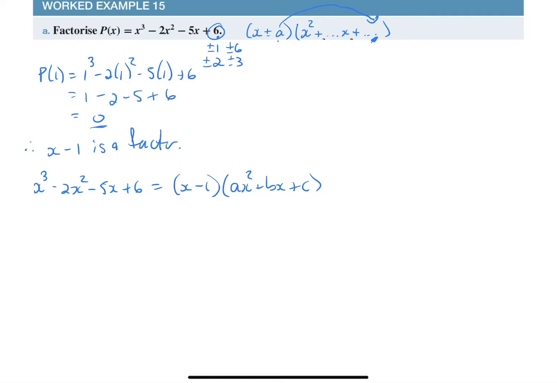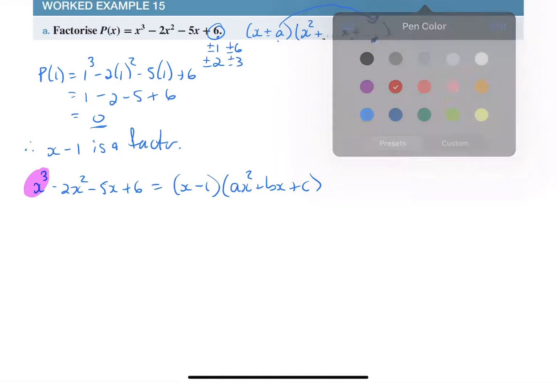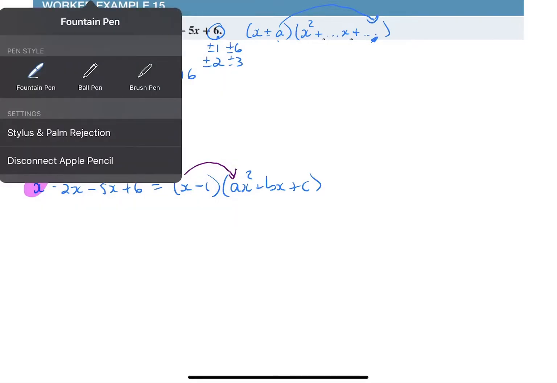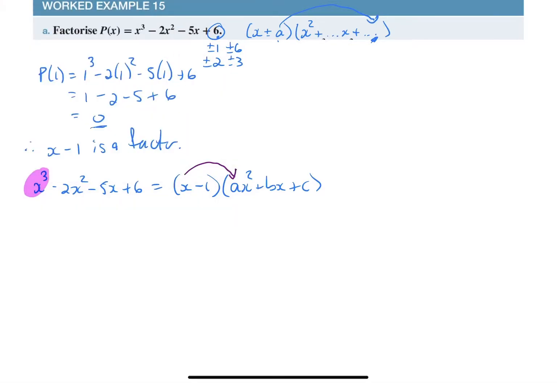The first thing that I can find is a, because the only way I'm going to get the x cubed term is when I multiply a times x. So I can say that a must equal 1, because a times x is ax squared, or ax cubed, and there's the x cubed.